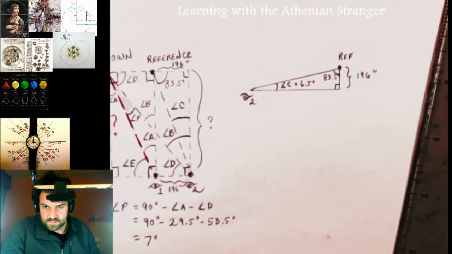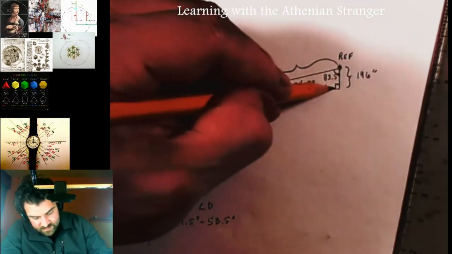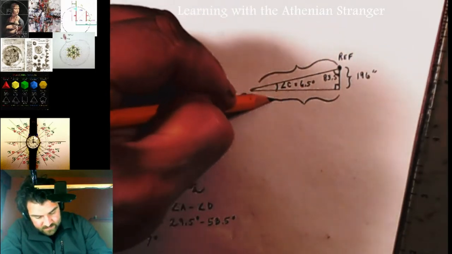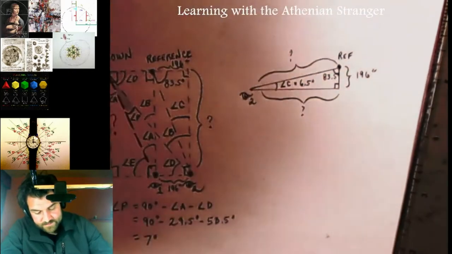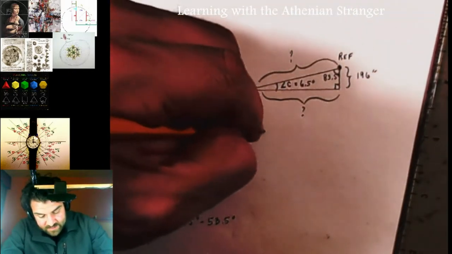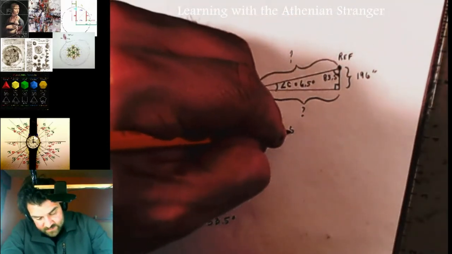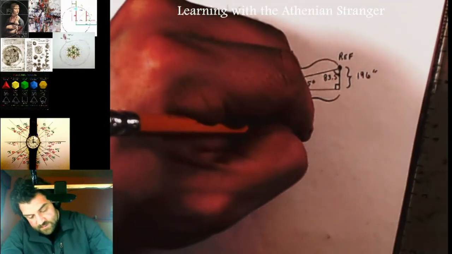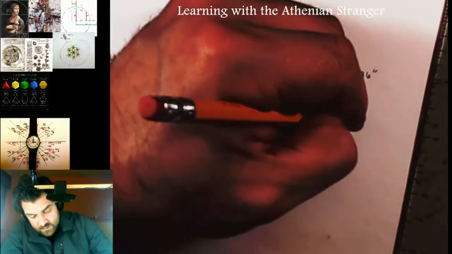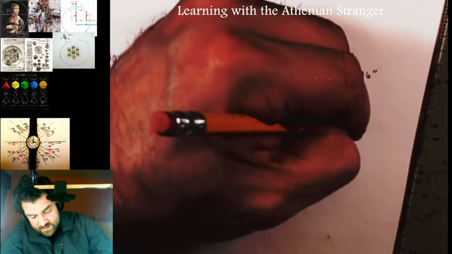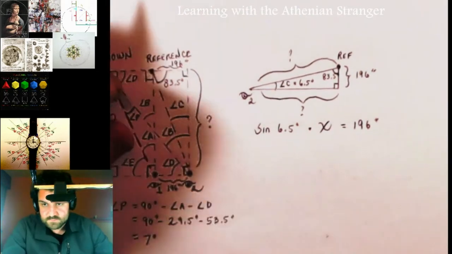All right, we can find this very easily. We can also find this distance here. Okay, we can find those. That's what we're going to find right now. So here's what I know. I know that the sine of 6.5 degrees times something, which I don't know, a scaling factor, is equal to 196 inches. Right, that's what I know.